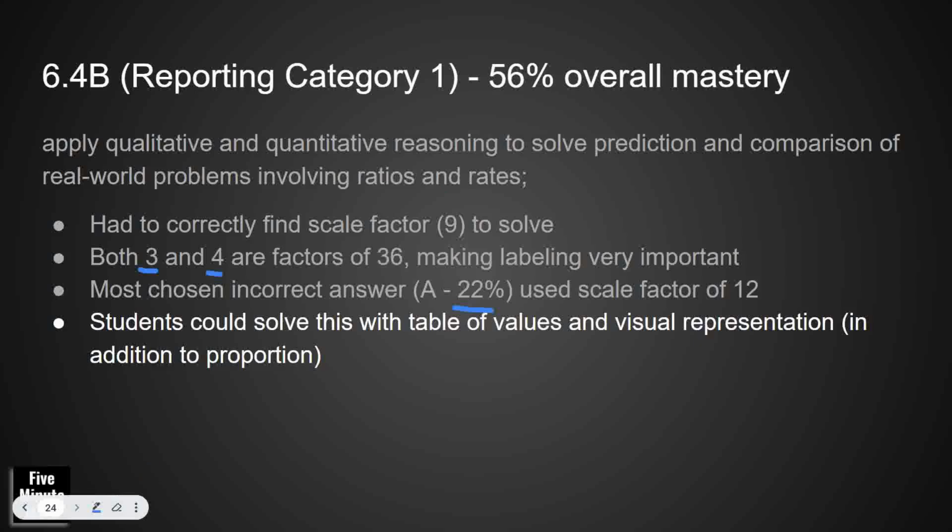And so we could have done a table of values, a visual representation. We could have used a proportion. There are so many different ways. Students might gravitate towards one or the other. So we need to show them all the different ways that they can represent this in order to solve.